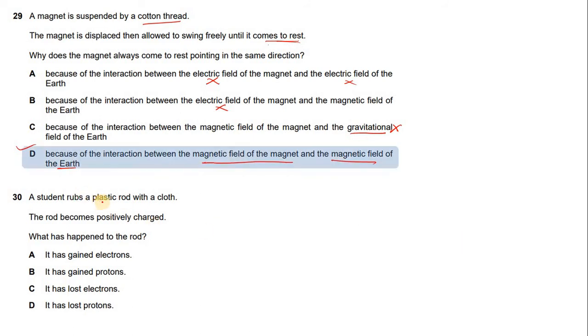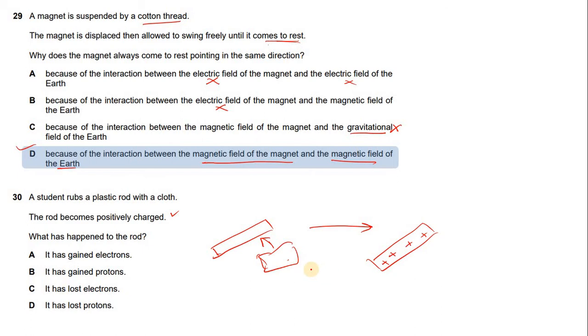A student rubs a plastic rod with a cloth. The rod becomes positively charged. What happens to the rod? So you had a rod before which was neutral. When you rub with the cloth, after rubbing, the rod becomes positively charged. That's what they are saying.